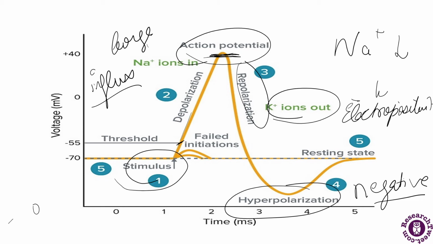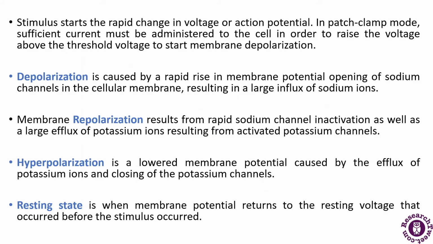So this was about it. So here is much more detail of what we have studied about the phases. First, in the graph itself, it was represented where the stimulus was there. So the stimulus starts the rapid change in the voltage, the action potential. In a patch clamp mode, a sufficient current must be administered to the cell in order to raise the voltage above the threshold value and to start the membrane depolarization.